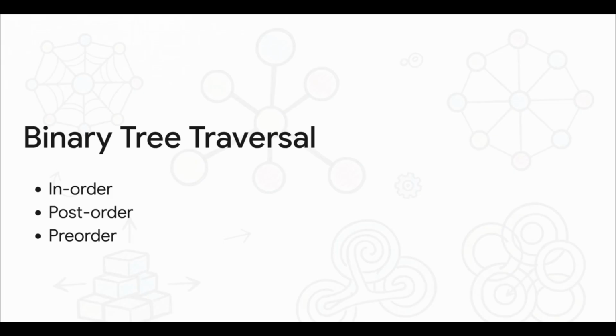In order visits the left branch, then the parent node, then the right. Post-order hits the left, then the right, and saves the parent for last. And pre-order grabs the parent first before diving down the left and right branches. Distinctly separating these methods is what allows a system to execute tasks with absolute pinpoint accuracy.